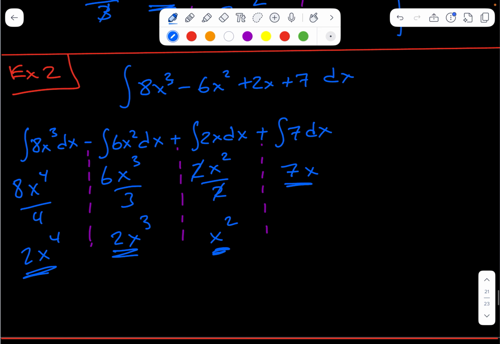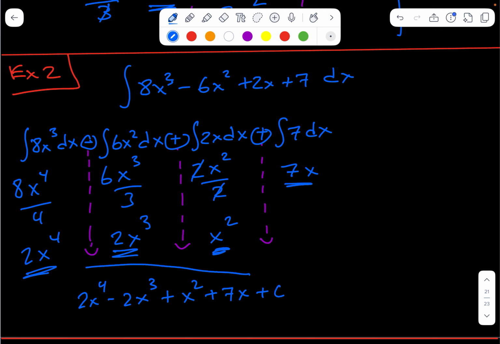And then move all of these signs down. Again, you can think of these purple arrows as arrows pointing downwards so you don't forget your signs. So the final answer becomes 2x to the 4th minus 2x cubed plus x squared plus 7x plus c. Don't forget your plus c, guys, because it is an indefinite integral. And there you go. That is how to take a polynomial and make it super, super easy.